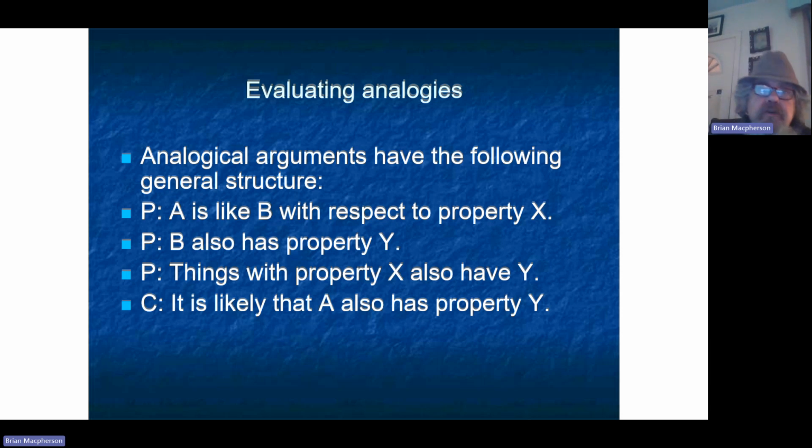So that's the structure of an analogy. A is like B with respect to property X. B also has property Y. Things with property X also have Y. It is likely that A also has property Y.